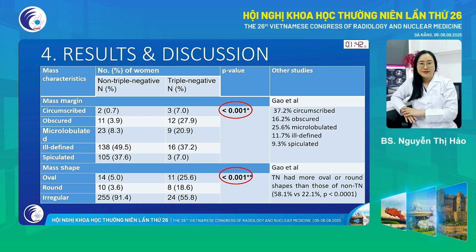And about the mass shape, you can see here that 25.6% of triple negative has an oval mass shape. This is a very benign feature of breast lesions, and this rate is only 5% in non-triple negative. The characteristics also have a statistical difference. The results in my study are also similar to other studies.